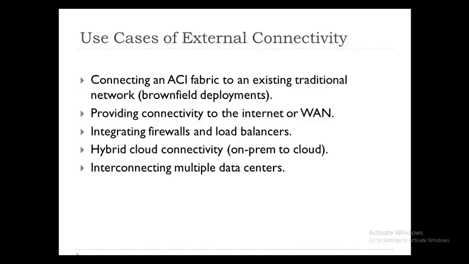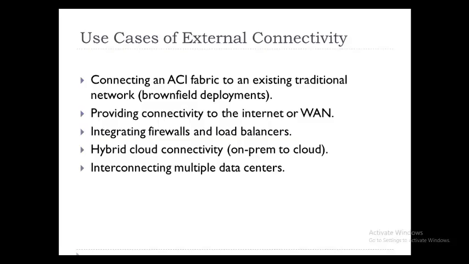Within the ACI fabric, we consider it white. Outside, this one is brown. This is not bad. It's not black, it's not dark. It's still visible, but not ACI. Providing connectivity with the internet or WAN, we already spoke about this example. Integrating firewalls and load balancers, which are outside the fabric.